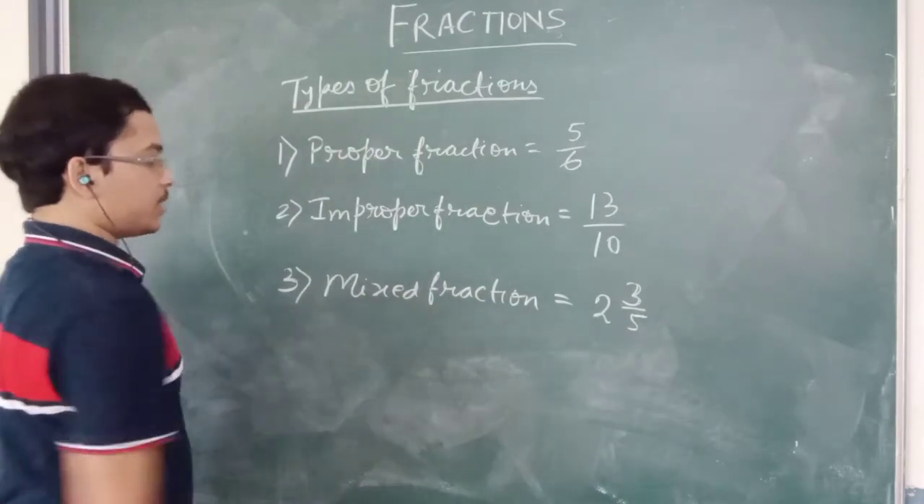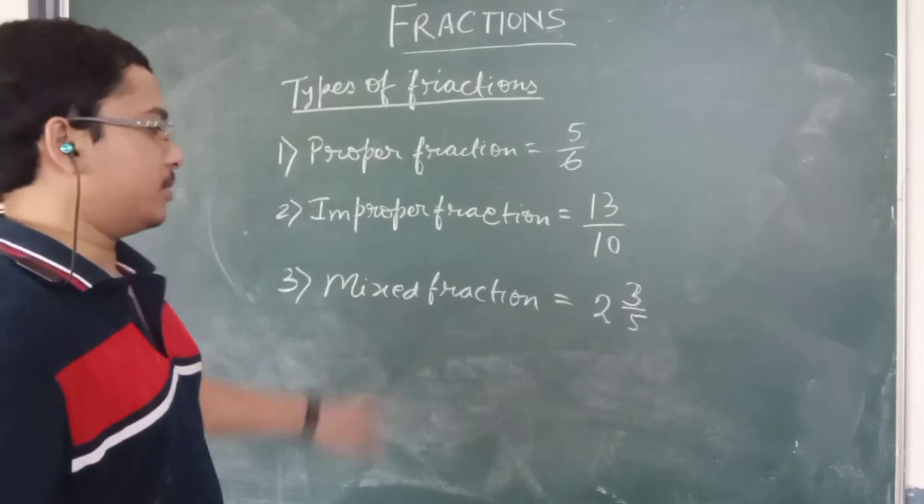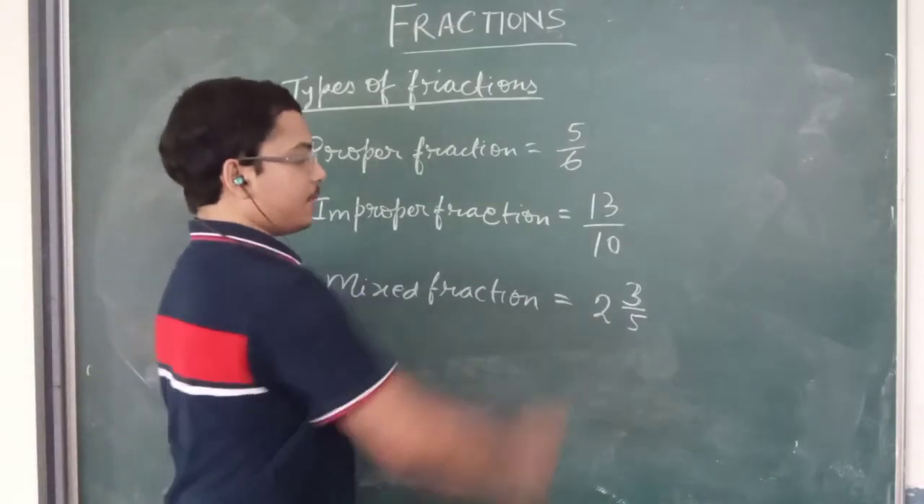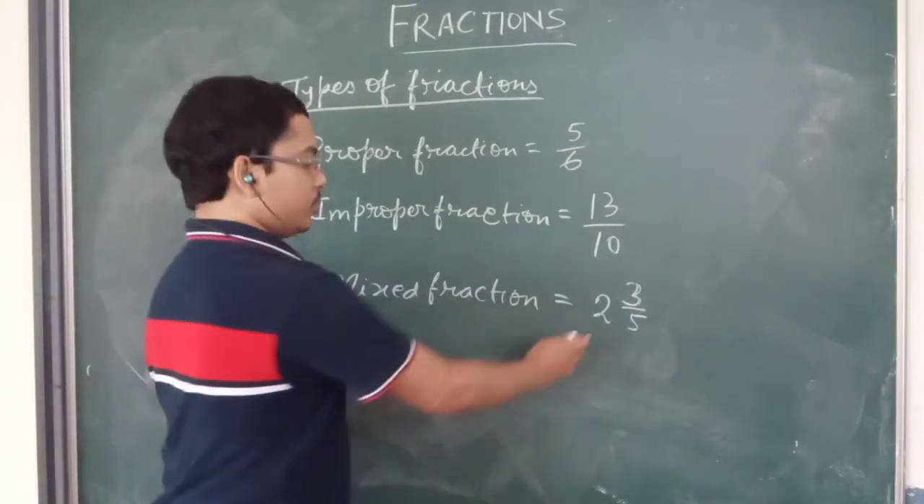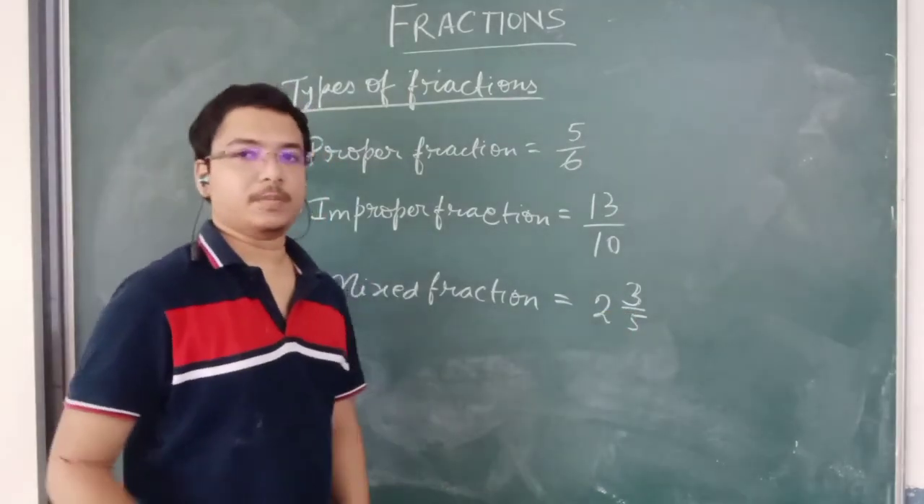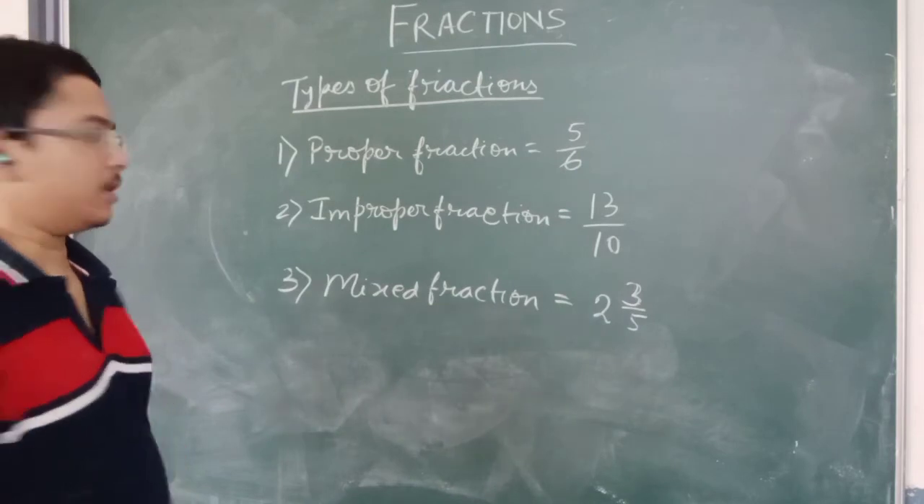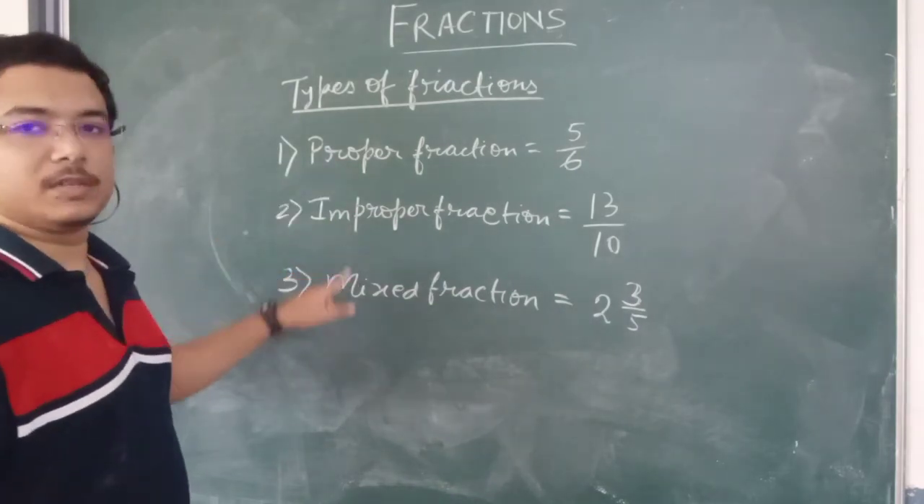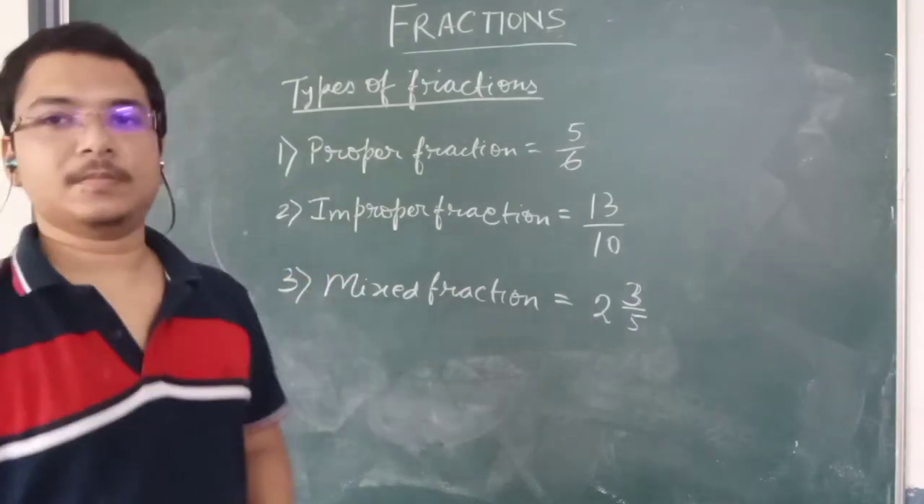And the third type of fraction is the mixed fraction. It will have a natural number part and a fraction part. So, this 2 is called the natural number part and 3 by 5 is called the fraction part. So these are the three types of fractions: proper fraction, improper fraction and mixed fraction.